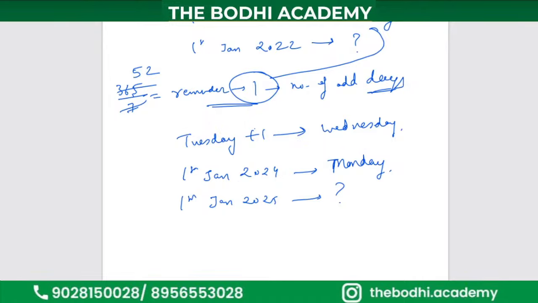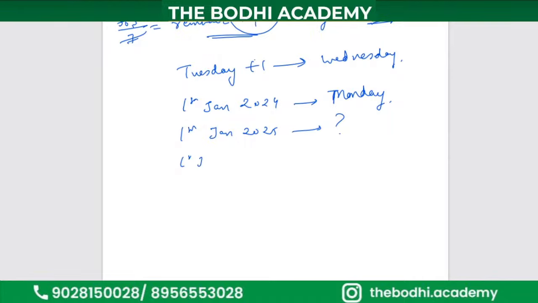So first of all, you have to write 1st Jan 2024. Then you have to write 1st Jan 2025. Now you have to see how many days are there in between. You will say, according to the previous rule, if 1st Jan 2024 was Monday, that means 1st Jan 2025 should be Tuesday. But no, it won't be Tuesday. The right answer will be Wednesday.